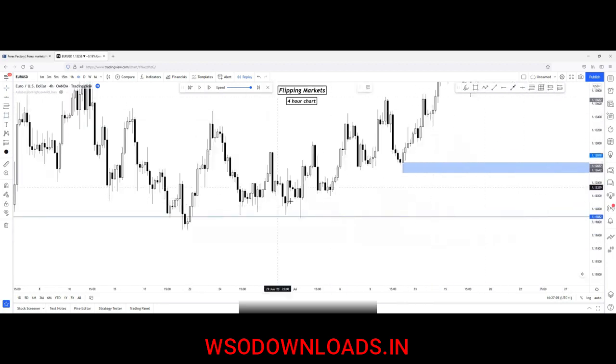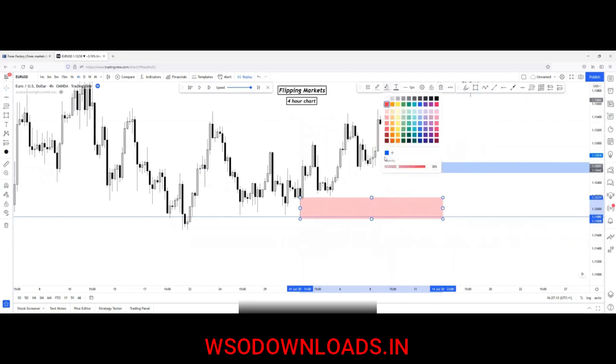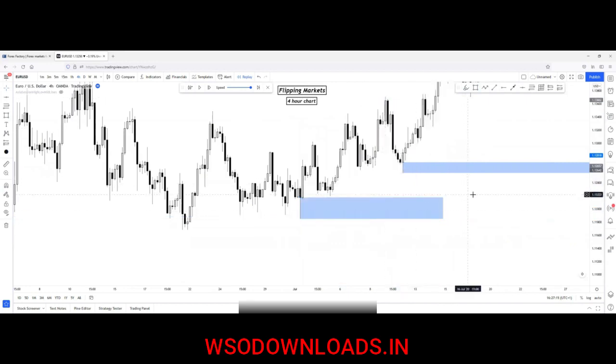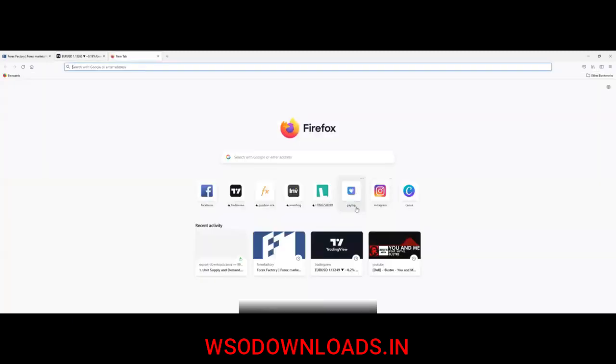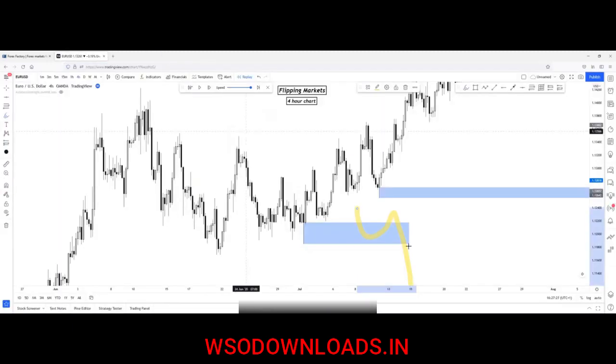As you can see, we have this weak zone again. This one, I will just change the color to blue. So we have this weak zone right here. This isn't the most valuable demand zone again, so it more likely will be broken and price will break through this demand zone after the reaction.